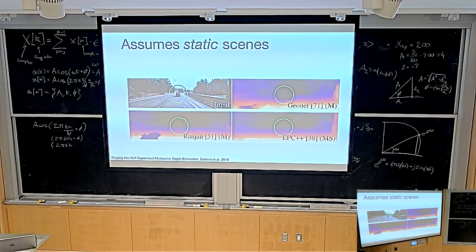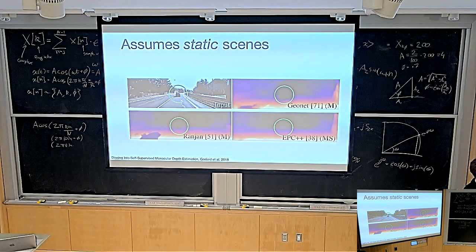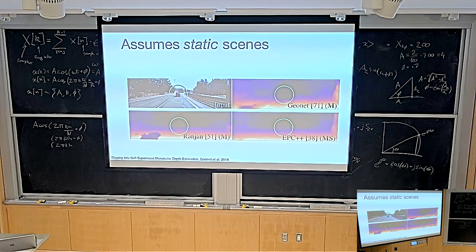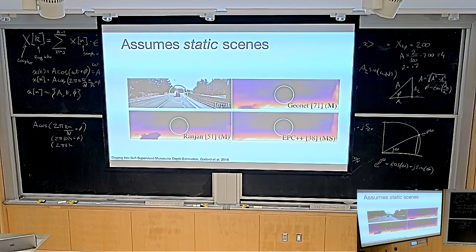And so what that leads to is, if you just train this model and you just ignore that fact, that it assumes static scenes, then what happens is that objects that actually move often get placed at infinity. So here are models that are trained with this warping loss, but without accounting for dynamic parts of the scene. And what you can see is happening is basically that this car is just a black splat because it's just placed at infinity, because the model doesn't know what to do with it, so it just places it at infinity.